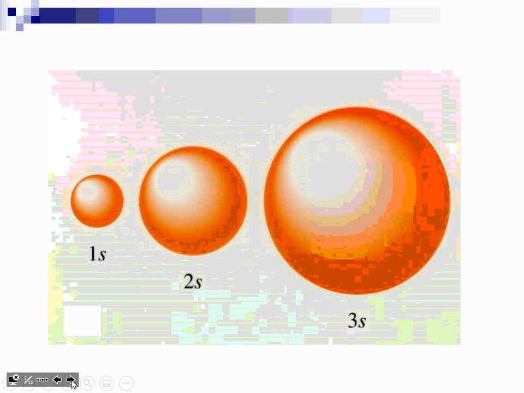Here is a diagram. That's why I skipped through that other one real quickly, because I'm looking at this and I say, okay, here is an S sublevel, okay? The first S, first energy level, an S sublevel. Second energy level, an S sublevel. Third energy level, an S sublevel, okay?